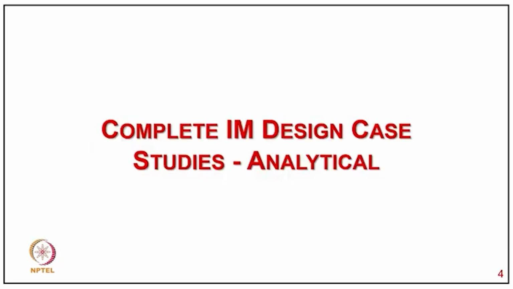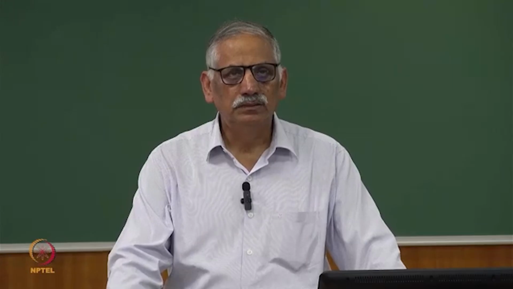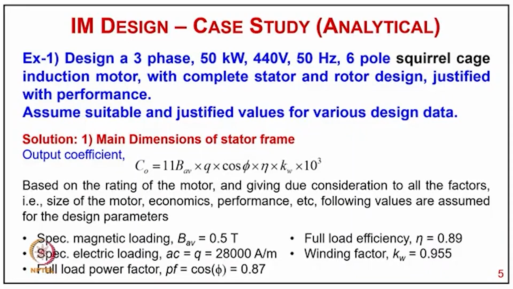So coming to a typical complete induction motor design case study, which consists of many parts. This is example 1 as a case study: design a 3-phase, 50 kilowatt, 440 volt, 50 hertz, 6 pole squirrel cage induction motor with complete stator and rotor design. Justify with the performance, and assume suitable and justified values for design data.